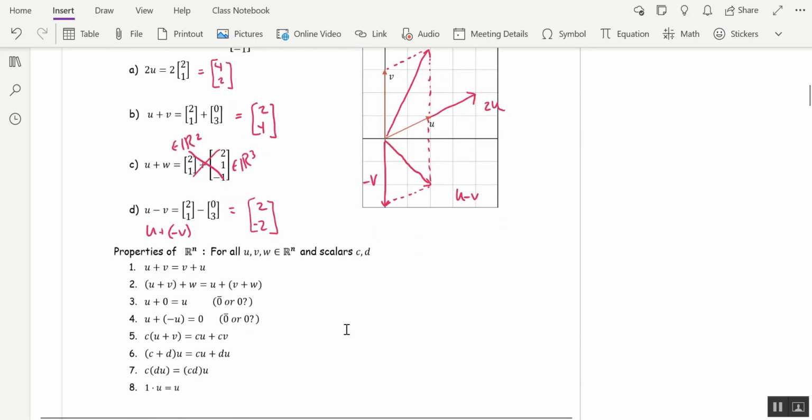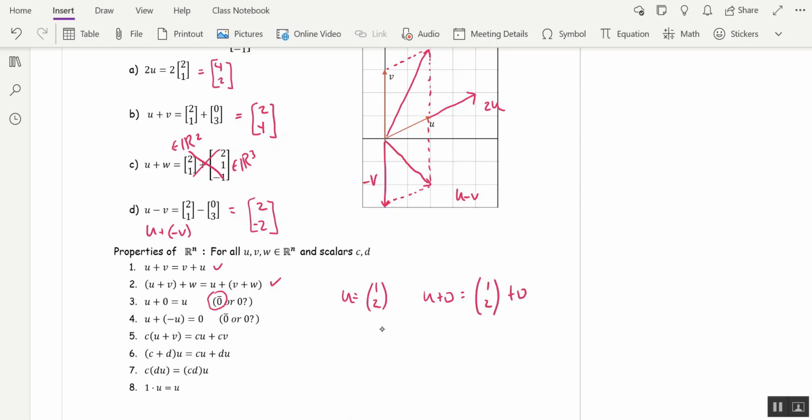Okay, properties. These are just basic properties that you would hope to be true, like commutative, associative. If you add 0 to u, you get u. Now, is that 0 the number or 0 the vector? Well, it has to be 0 the vector, because let's say u is in R2, say u is (1, 2). It wouldn't make sense to say (1, 2) plus 0, because I need to add component-wise. So 0 has to be a vector in R2, (0, 0). We add, we get (1, 2), which is u again.